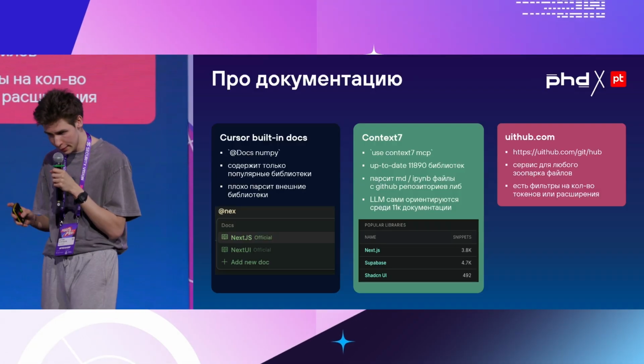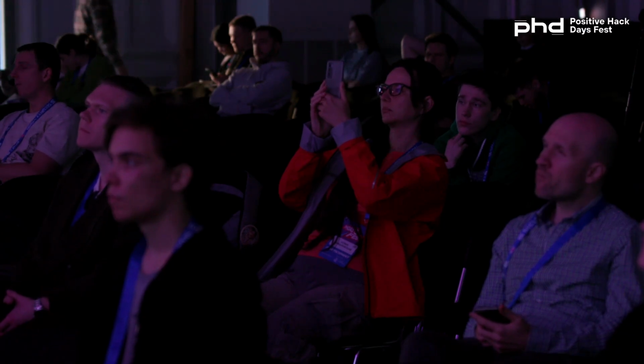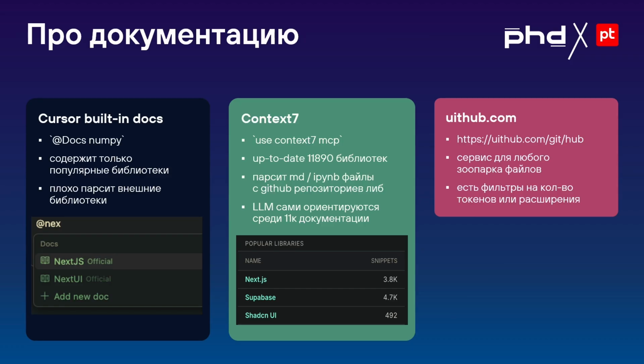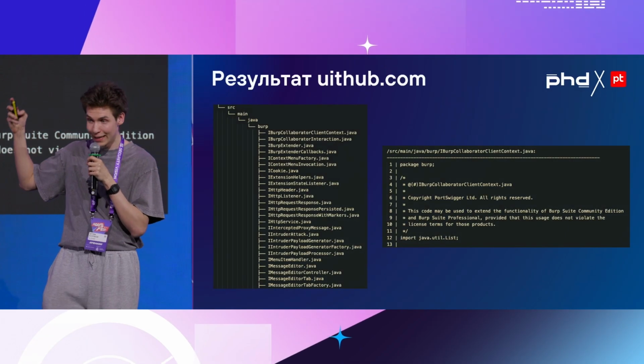So I turn to uithub.com, which is great for any files whatsoever. The way it works is that you grab a link to GitHub repository, you replace G with U, that gives you uithub, and then you go there, and you have a text file.